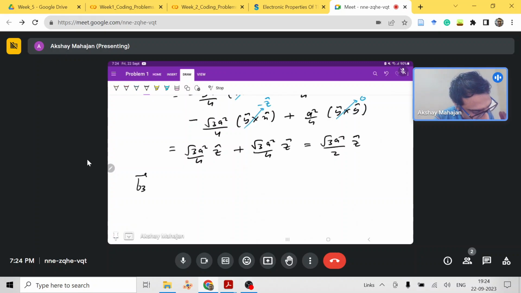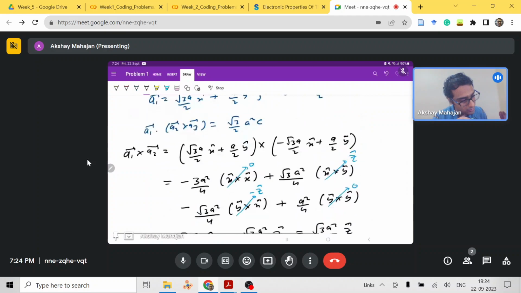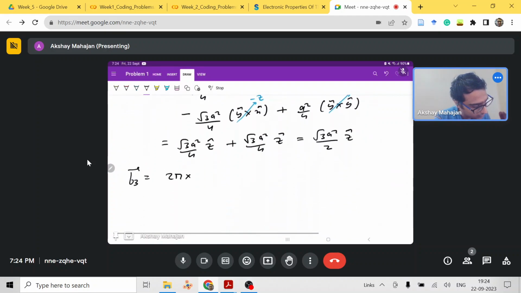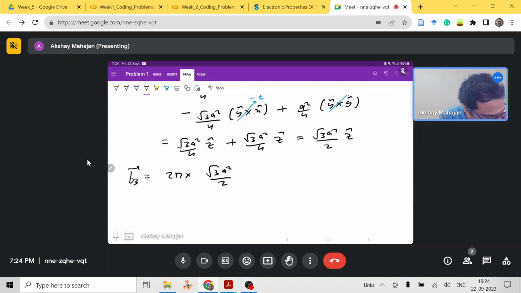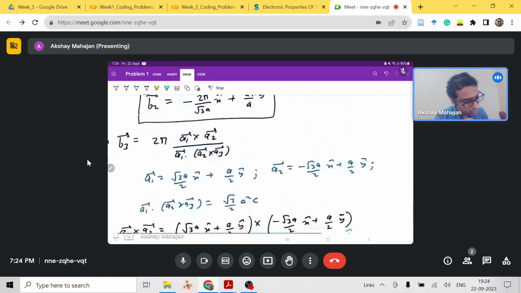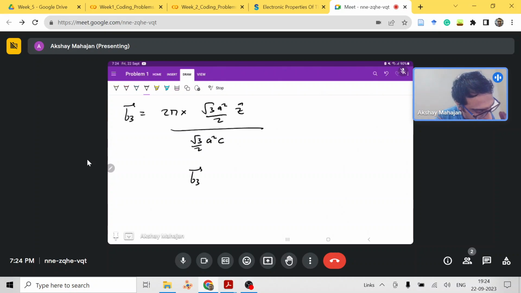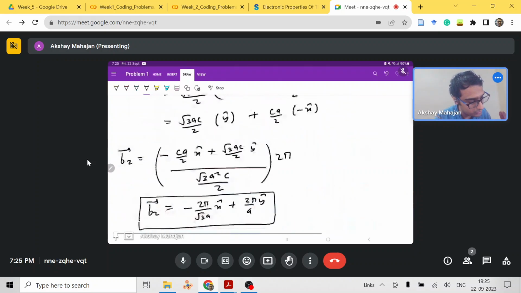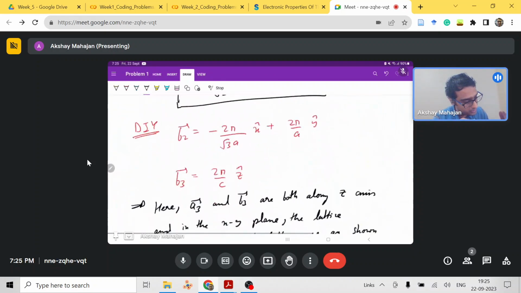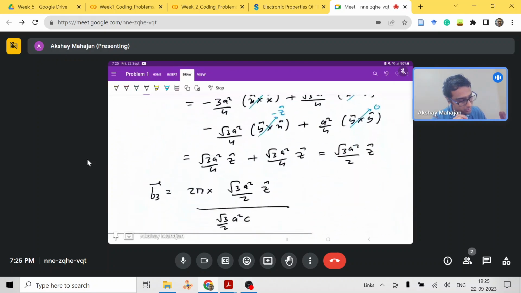So our b3 vector will be equals to 2 pi times this e1 vector cross e2 vector, which we have found to be root 3 a square by 2 z cap, divided by e1 vector dot e2 vector cross a3 vector, which is root 3 by 2 a square c. Thus our b3 vector will be equals to 2 pi times, root 3 a square by 2 will cancel out from both sides, so we have 2 pi by c z cap. And as you can see, this is what we had to prove in the homework I left earlier. It is 2 pi by c z cap. So we have solved it as well.